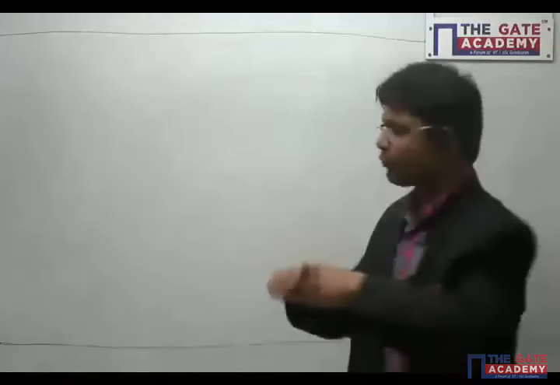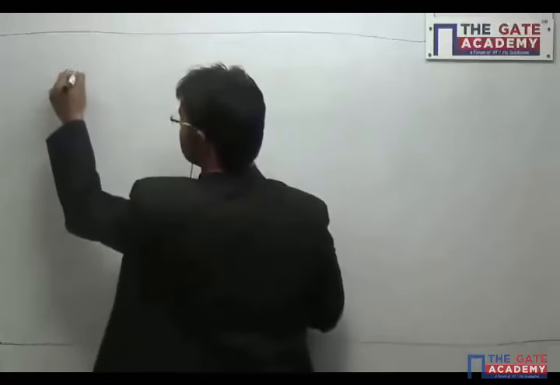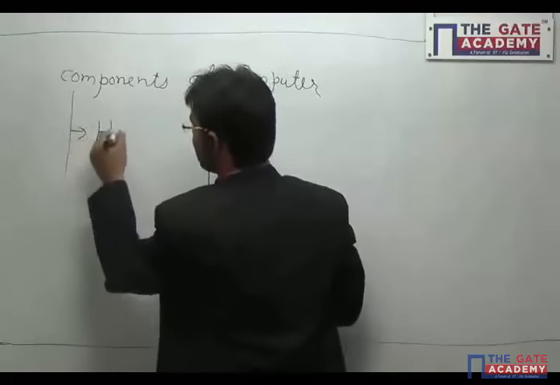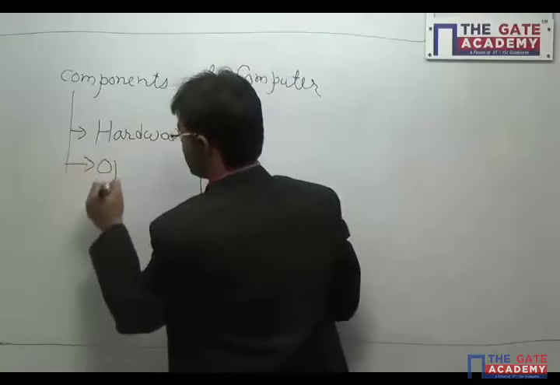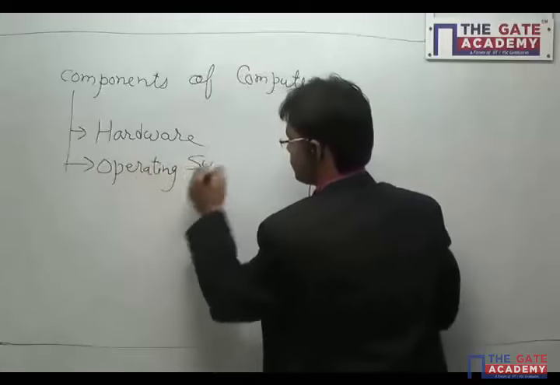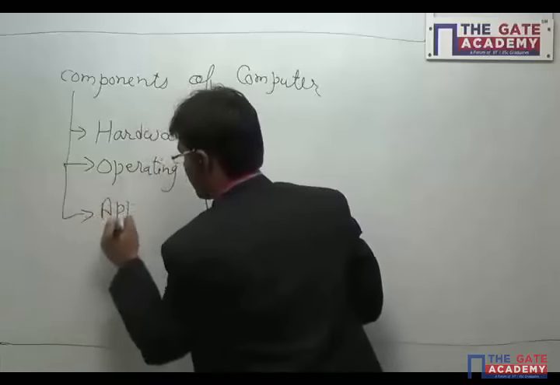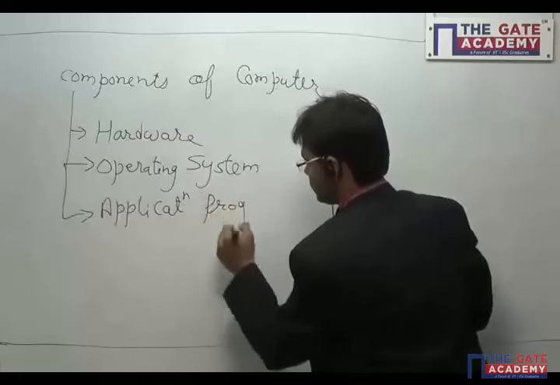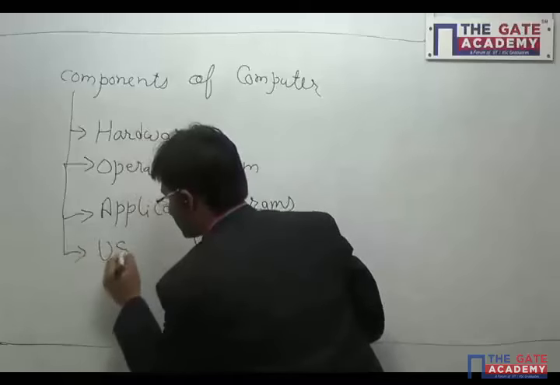So before going to operating system, we will see there are 4 components of a computer. Components of computer. First one is hardware. Second one is operating system. Third one, application programs. And fourth one, you guys, users.